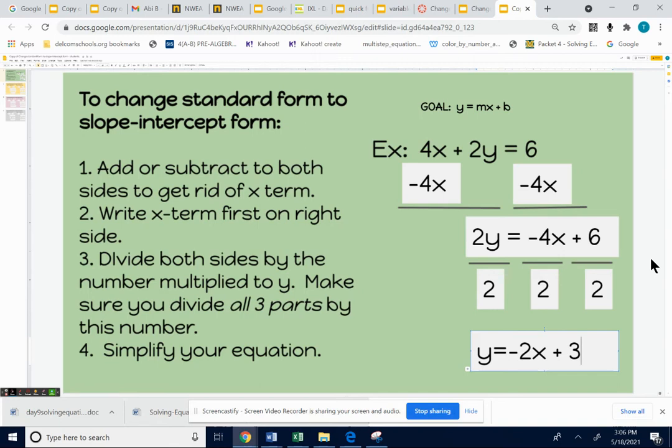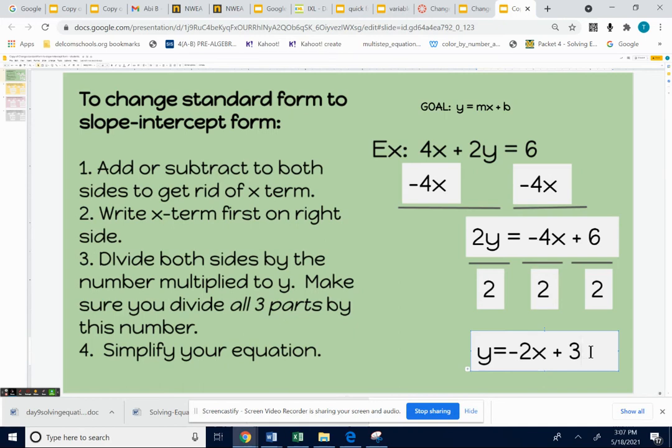This takes practice. We got rid of the x term by subtracting it from both sides, giving us 2y equals negative 4x plus 6. I rearranged the two terms so it would look better: negative 4x plus 6. I got rid of the multiplied 2 by dividing both sides by 2. But when I divide things that are added by a number like 2, I got to divide both parts. So I got to divide all 3 parts by 2. And when I simplify, I get y equals negative 2x plus 3.